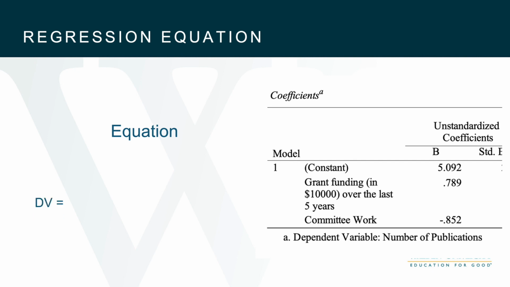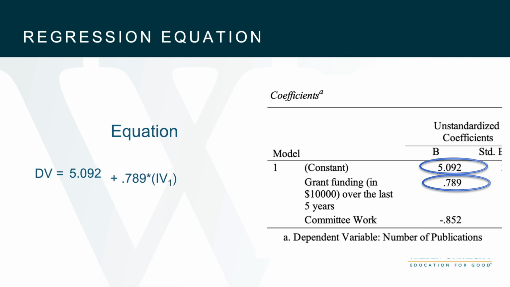I know that my dependent variable equals the constant, 5.092. I'm going to add up the factor that I'm going to multiply my independent variable with, 0.789, and I'm going to, in this case, subtract the 0.852, that negative number that I'm going to use as the multiplier for the IV2.